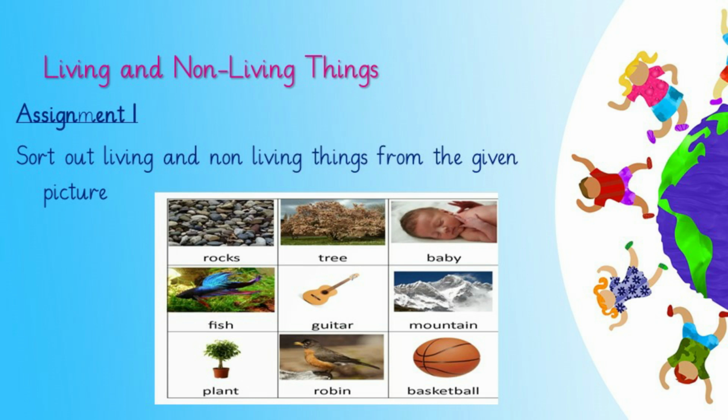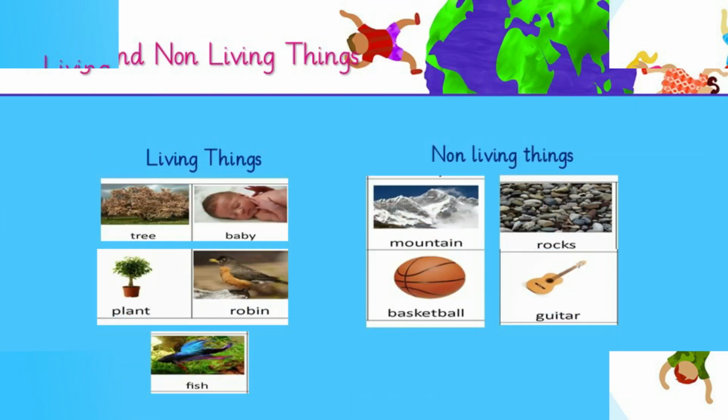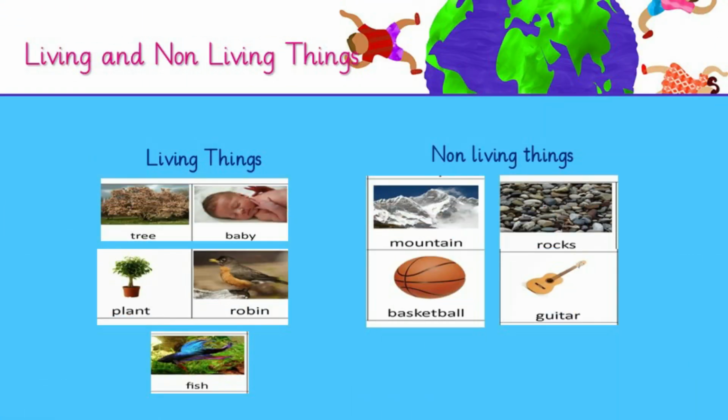You have to sort out and categorize the living things and non-living things from this given picture. So take your time. The task was not at all difficult. Am I right? Because I am sure that you are capable enough to relate all of the main features of living and non-living things with the respective things. So let's come up with the answers.